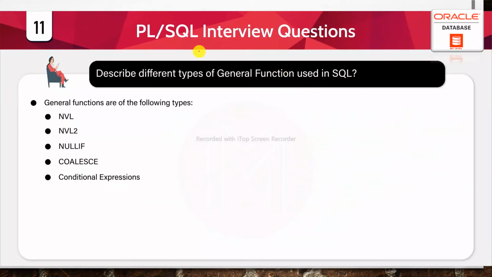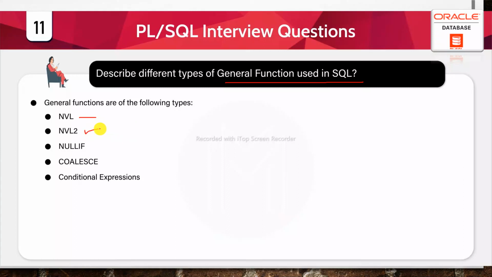Next, we have, describe different types of general functions used in SQL. We talked in the previous slide also regarding general or miscellaneous functions. So let's discuss them in detail. NVL function: one expression will be the column and the second expression will be the value. If the column or first expression is null, it will be replaced by the second expression, whatever value you are specifying. So it converts the null value into a not null value.